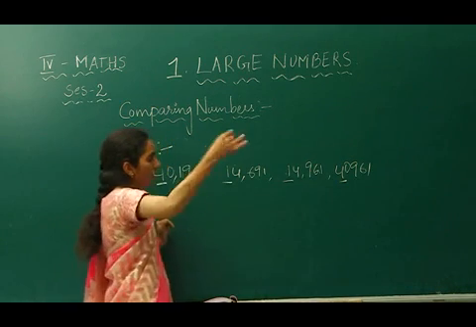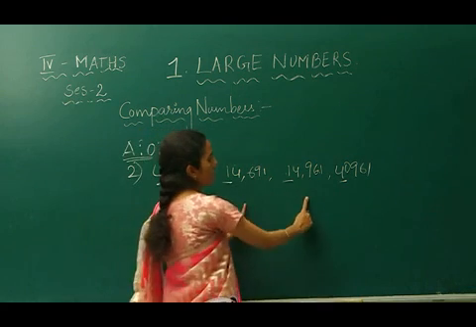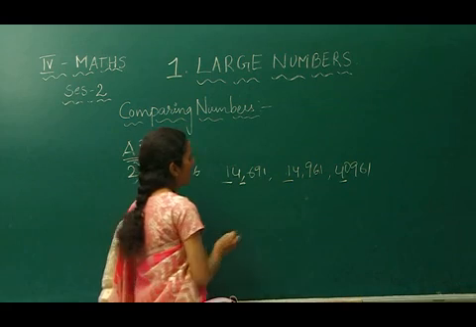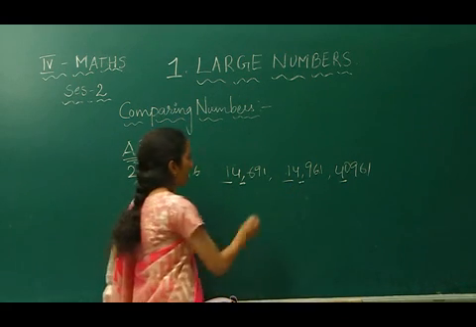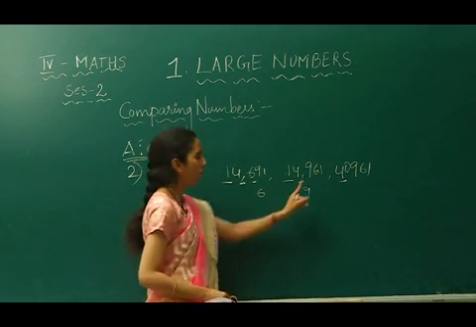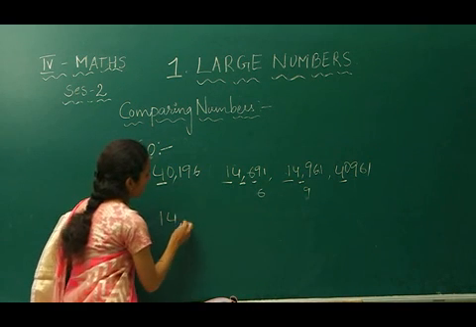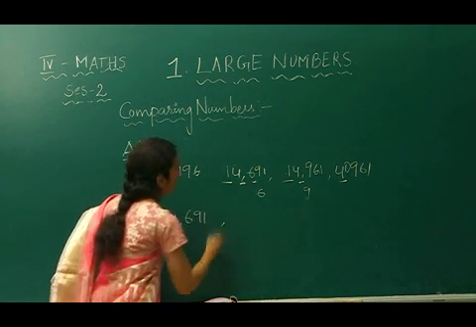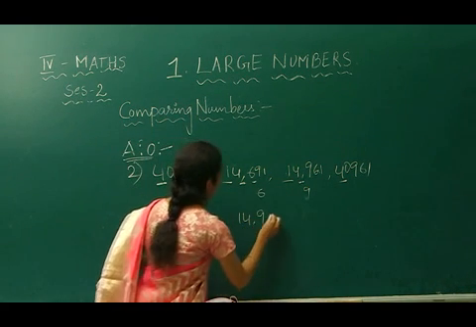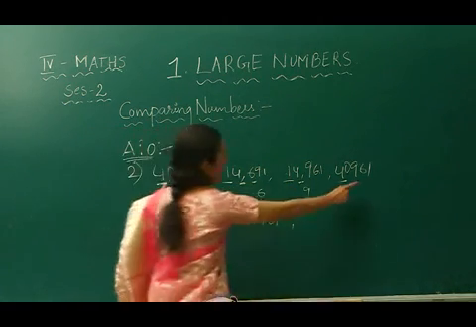So, lowest to highest. These two numbers are smaller than these two numbers, but among these two numbers which number is smaller? Let us check. In the thousands place there is 4 and here also in the thousands place there is 4, but in the hundreds place it is 6 here and 9 here. So, this number is smaller than this number. So, this number comes first in the order. 14,691 comes first and second comes 14,961.